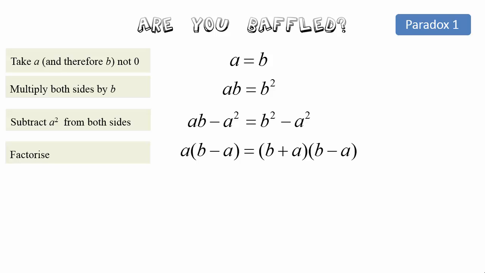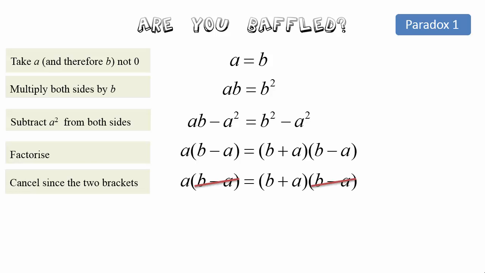Notice now that the two brackets, b minus a on the left and on the right, are exactly the same, and we can therefore cancel them. And what are we left with? a equals b plus a.